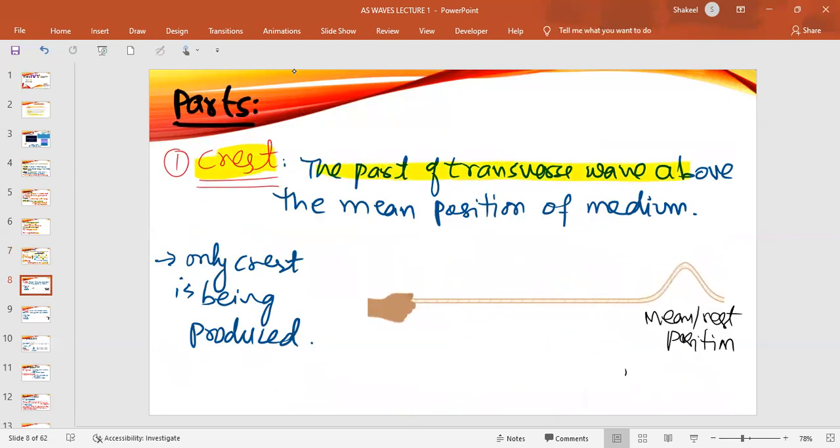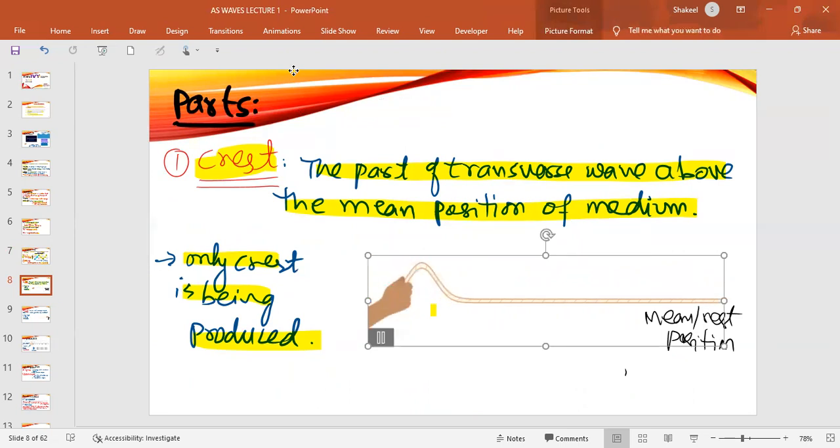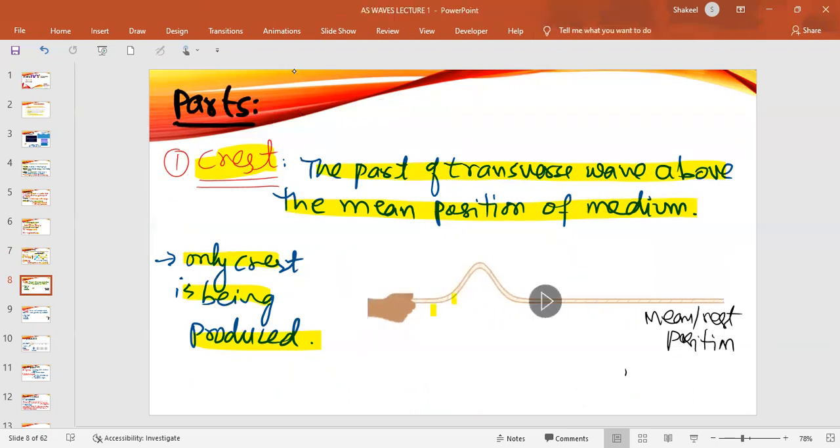We have to look at the next case as well. What is a crest? The part of the transverse wave that is above the mean line of the medium. So you can see here only a crest is being formed. Again, look at it. Only a crest is being formed because a crest is a part of the wave that is above. So this whole part is what? This is a crest, right? So if I pause it, you can see that this whole part is above the mean line. So we say that this is a crest.